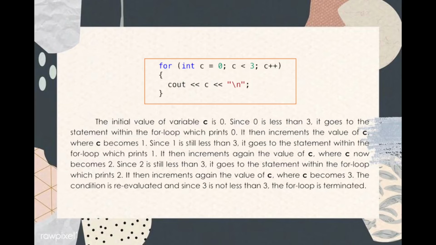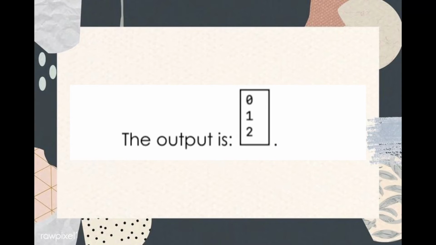It then increments again the value of c, where c becomes 3. The condition is re-evaluated, and since 3 is not less than 3, the for loop is terminated. This will be the output.